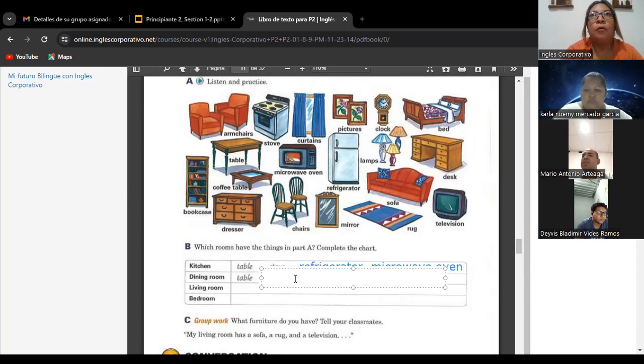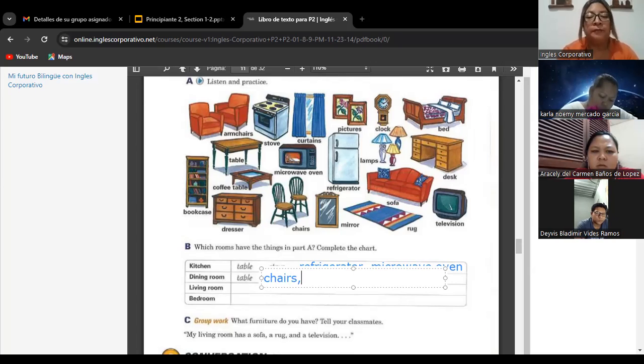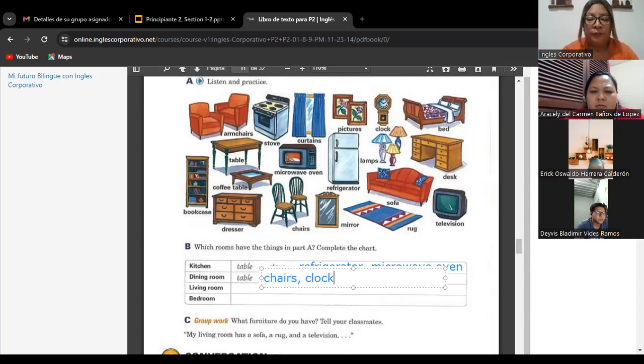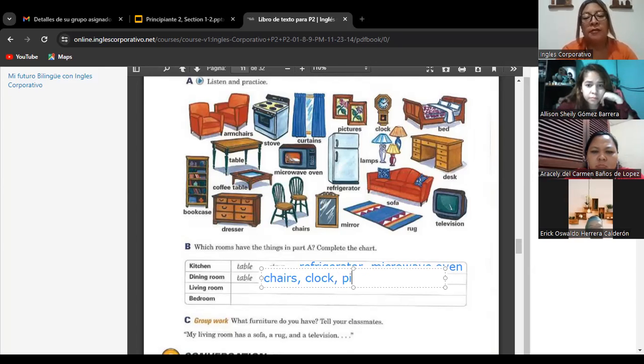In some malls or places in which they used to sell dining rooms, the table and the chairs. Nowadays, it's difficult to find. Ahora ya ni los venden, los comedores. Okay, only in a few places. So the dining room: table and chairs. Chairs, what else? Clock. A clock, okay. Lamp. Pictures. Pictures, yes. With fruit or something beautiful. I think only that.